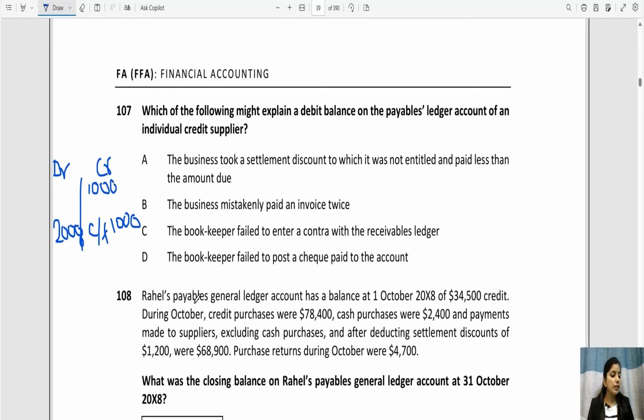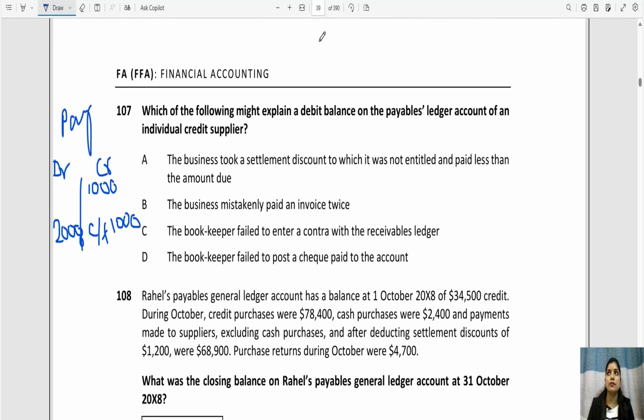Now, if the bookkeeper failed to enter a contra with a receivable ledger, will it explain the debit balance on the payable ledger? No, this could result in an incorrect balance basically, but it does not directly explain the debit balance on the payable ledger account. It will simply offset your payable and receivable ledger. Suppose this is a payable ledger. At the same time, I have a receivable ledger.